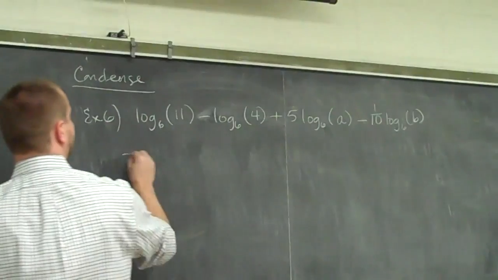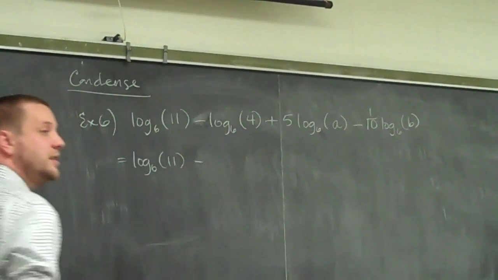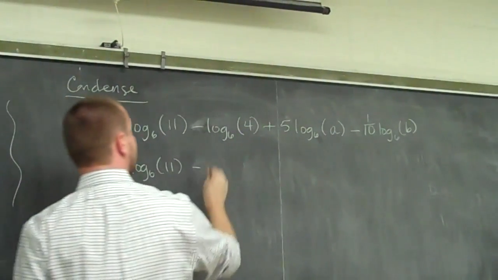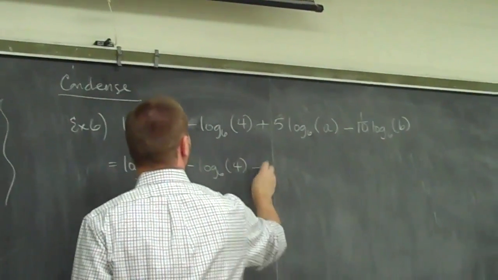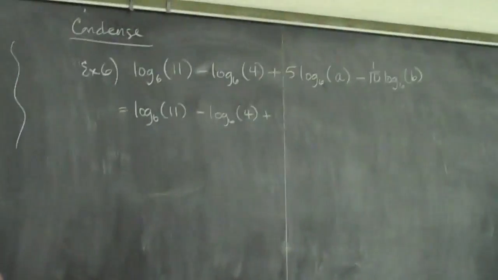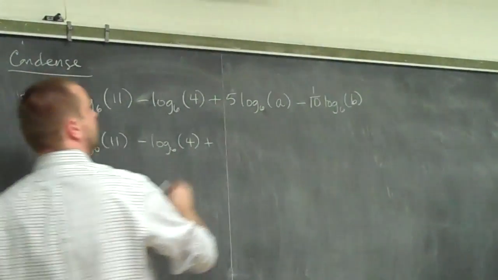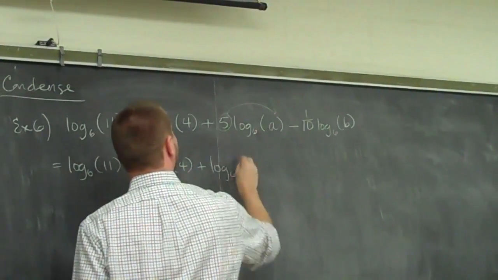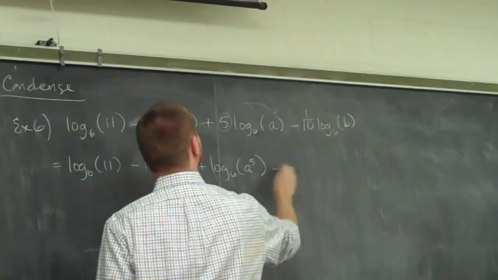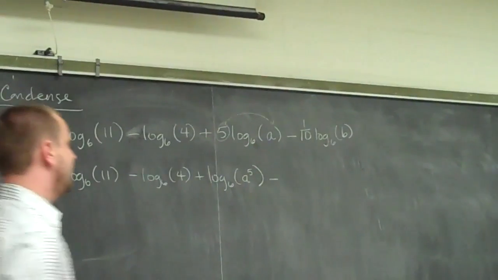So the first guy is still log base 6 of 11. And the second guy is still the log base 6 of 4. But now I hit my first bona fide coefficient. My coefficient of 5 is going to be brought up as the log base 6 of A to the 5th, minus the log base 6.